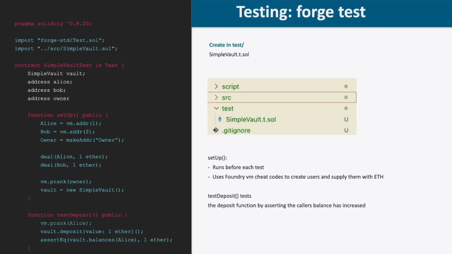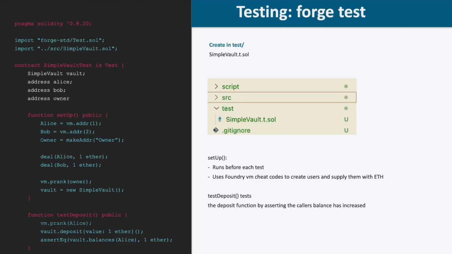In this case, we deploy a fresh simple vault contract for each test, as well as set up each participant in the tests with some ether. This ensures tests are isolated. One test can't affect another. Any function that starts with the keyword test is executed as a test.